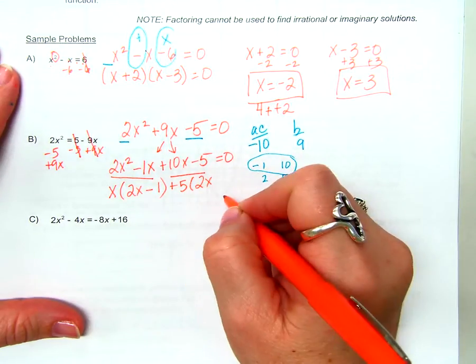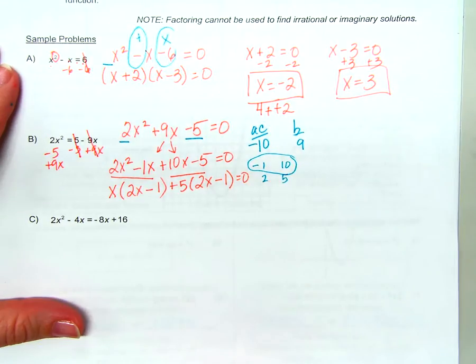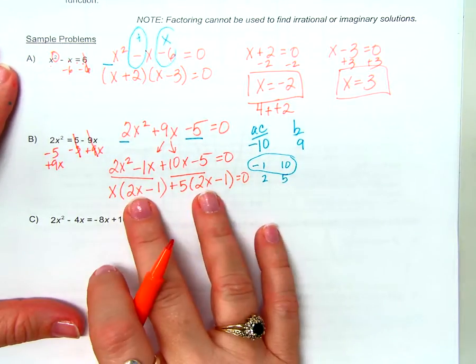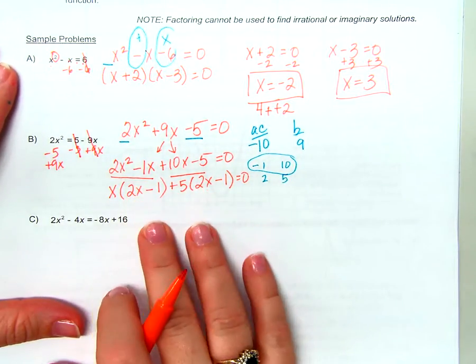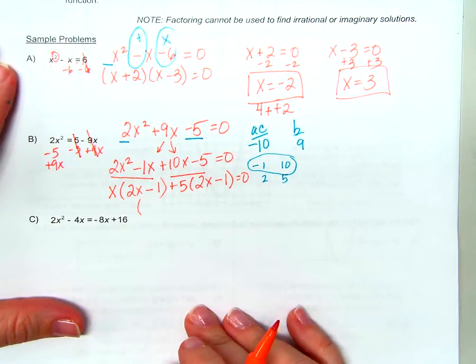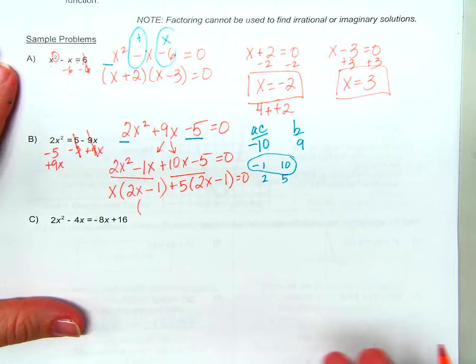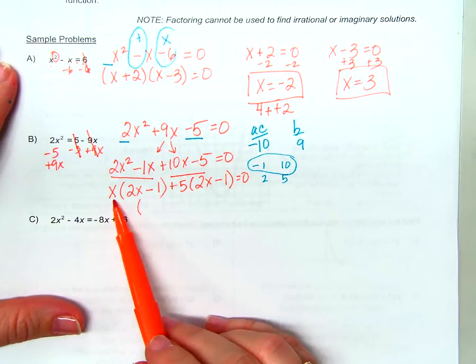2x minus 1. Are the parentheses the same? Then I can go to the last step. What's the last step? What did I factor out? Factor? What? That's not even a word. What did I factor out of each term?